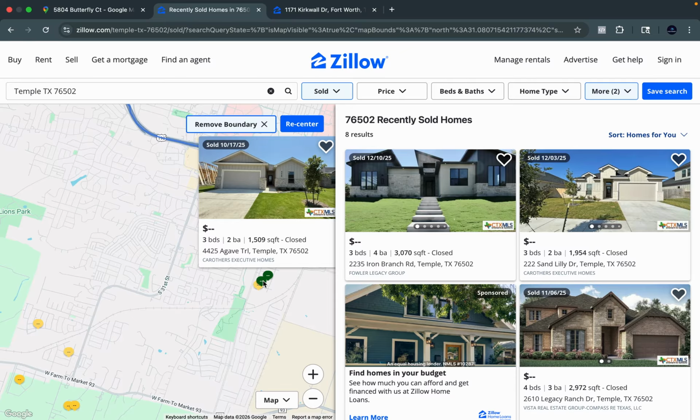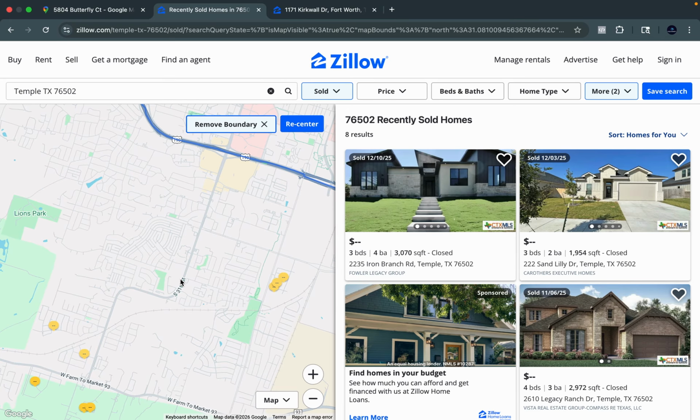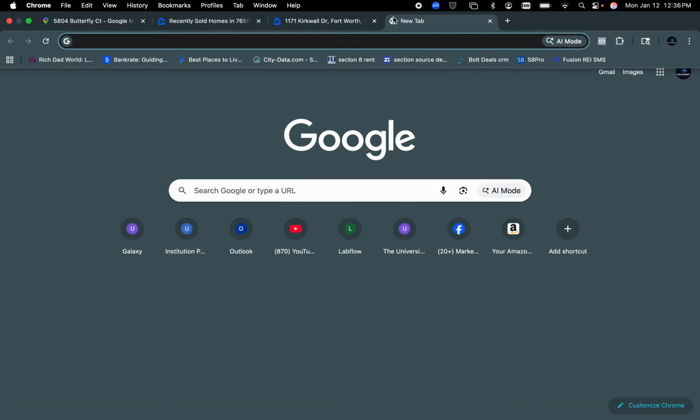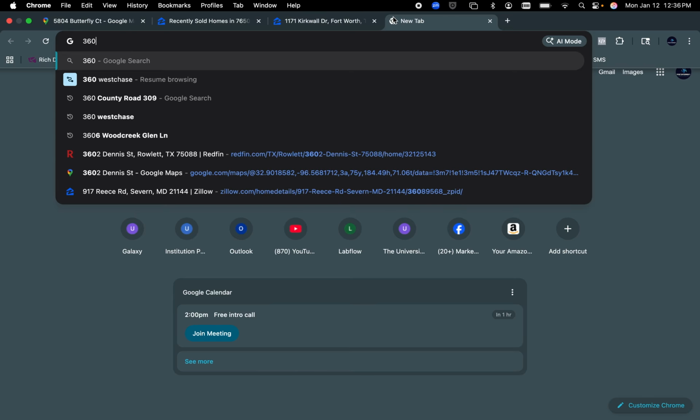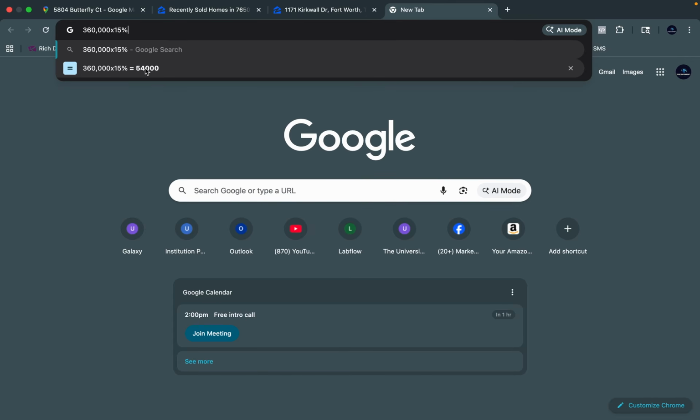around 360, 370, right? And most builders typically want to pay 15% of ARV. So if we do the math, I'll say the home would sell for 360, and we take 15% of that, well, that leaves our MAO at $54,000. Typically, that's what we could sell it to an end buyer for.